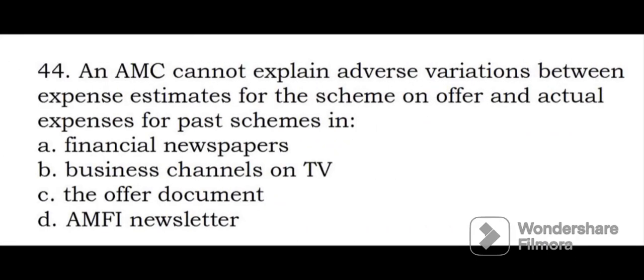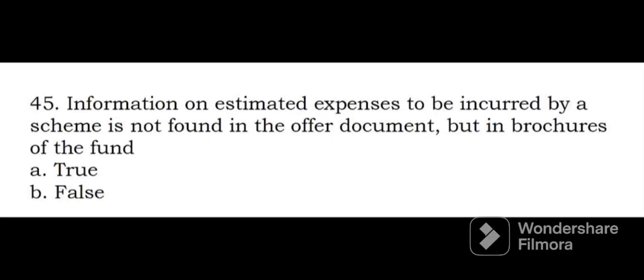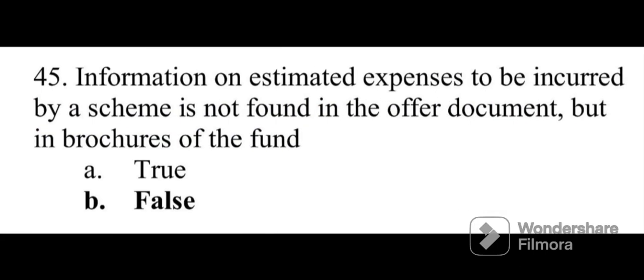Question 44. An AMC can explain adverse variation between expense estimate for the scheme on offer and actual expense for past schemes in: A. Financial newspaper. B. Business news channel on TV. C. Offer document. D. MF newsletter. So the answer is C. Offer document. Question 45. Information on estimated expenses to be incurred by a scheme is not found in offer document but in brochure of the fund. True or false? The answer is false.